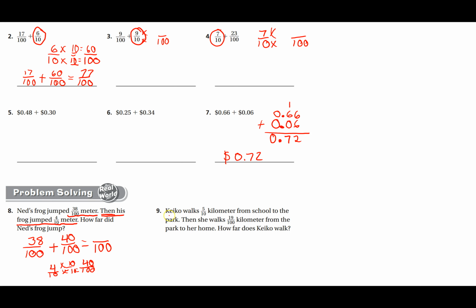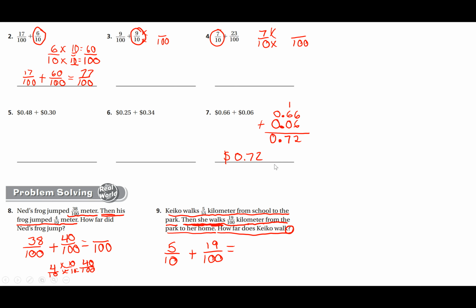Okay, Kiko walks 5/10 kilometer from school to the park. Then she walks 19/100 kilometer from the park to her home. How far does Kiko walk? Well, Kiko is walking 5/10 from school to the park. Then she walks an additional, or we know we're adding, 19/100. So again, same thing we were doing on number 8 and number 2 and number 3 and number 4.